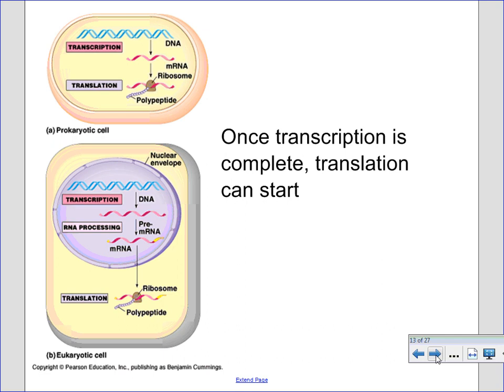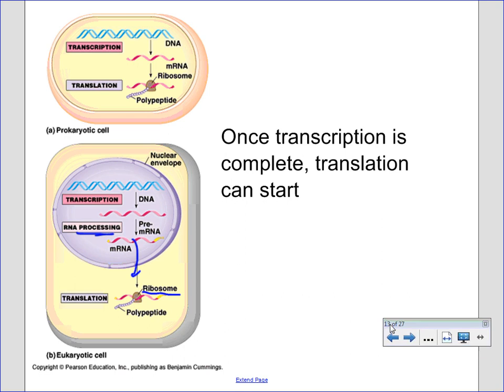So once transcription is complete, there is some RNA processing that goes on. So there is modification to the RNA sequence before it is then exported from the nucleus into the cytoplasm, where translation can then happen. So this is where we find our ribosomes out in the cytoplasm, and thus where translation occurs.